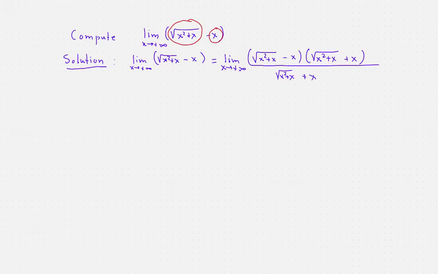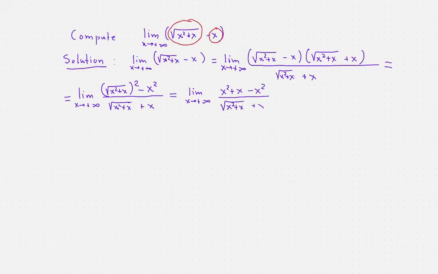Okay, so the top will become square root of x squared plus x, squared, minus x squared, over square root of x squared plus x, and this will be the limit as x tends to infinity of x squared plus x minus x squared over square root of x squared plus x, which is x over square root of x squared plus x.